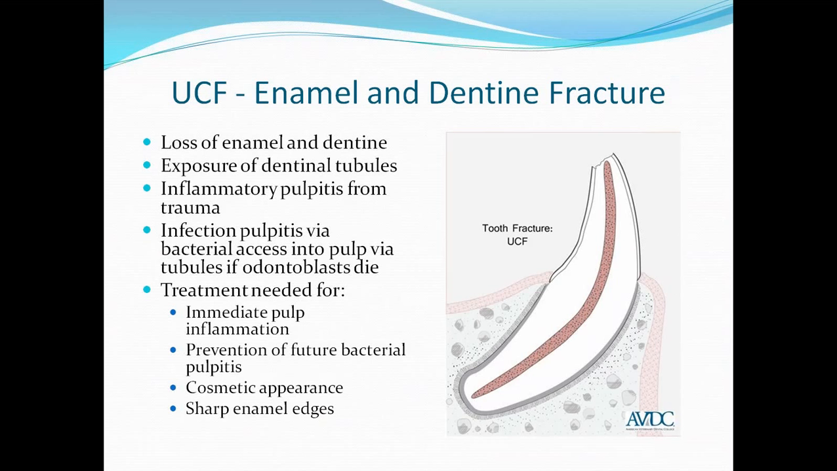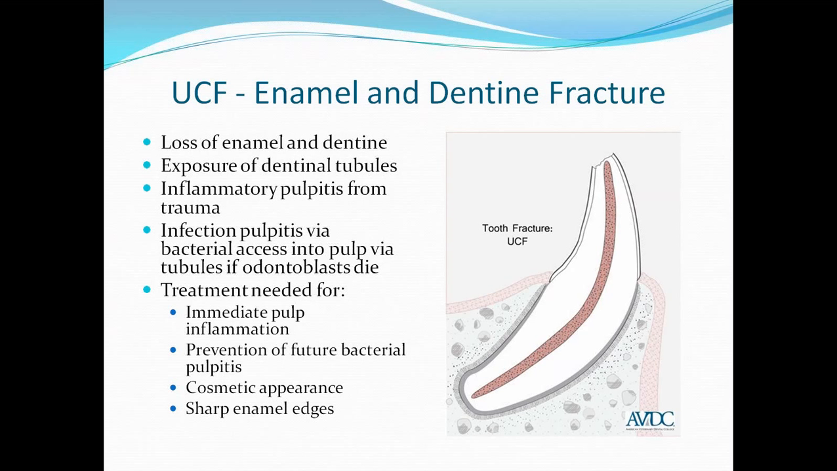So if you have a trauma that's deep enough or intense enough to cause death of the odontoblast, you're going to have an open dentinal tubule, which then infection can travel down into the pulp and cause an infection in the pulp, an infective pulpitis, as well as just inflammation. So when this occurs we need to treat the immediate pulpal inflammation, decrease the inflammation so the pulp doesn't become necrotic and form a granuloma or abscess.